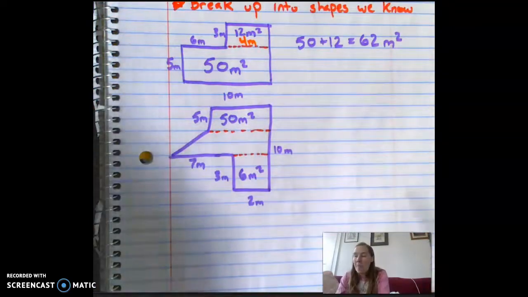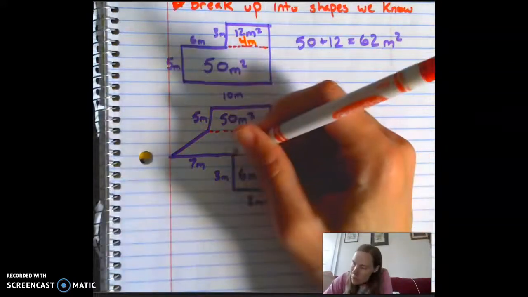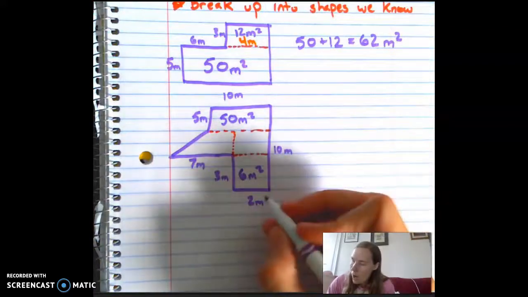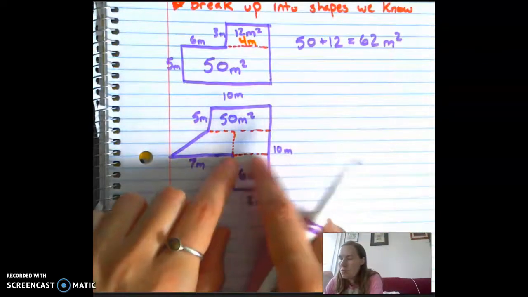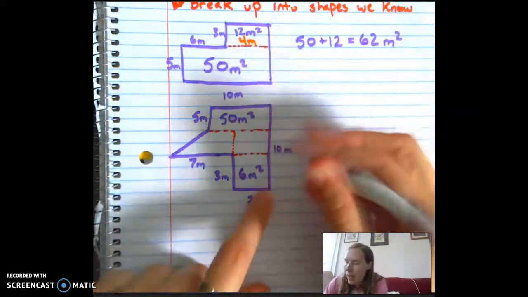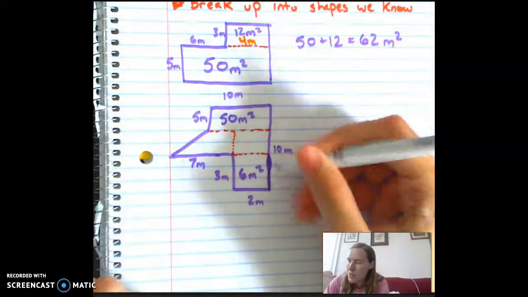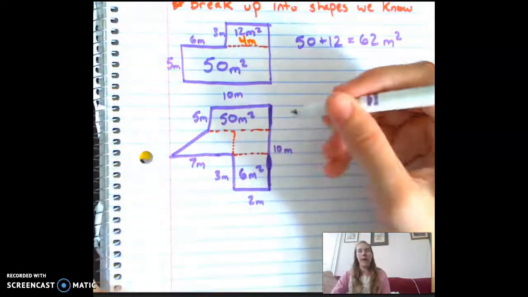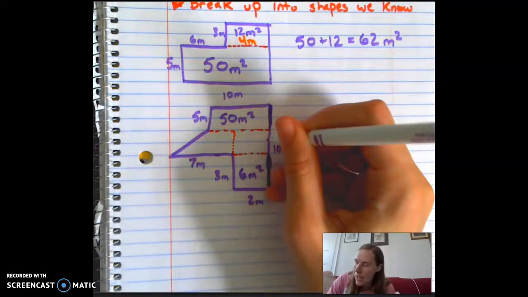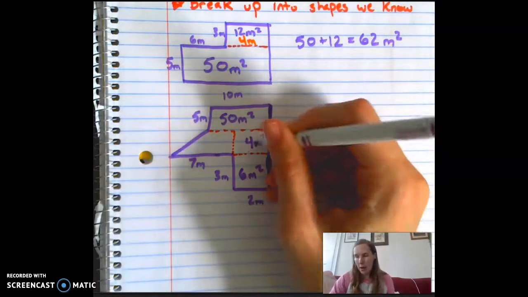So I can chop it up even more. So I'm going to chop it up like this into pieces I know. So, all right. So I know this is 2 right here. But what about this section? Well, I know this is 3. This is 5. So 5, 6, 7, 8. This has to be 2 as well. So 2 times 2, that's 4.